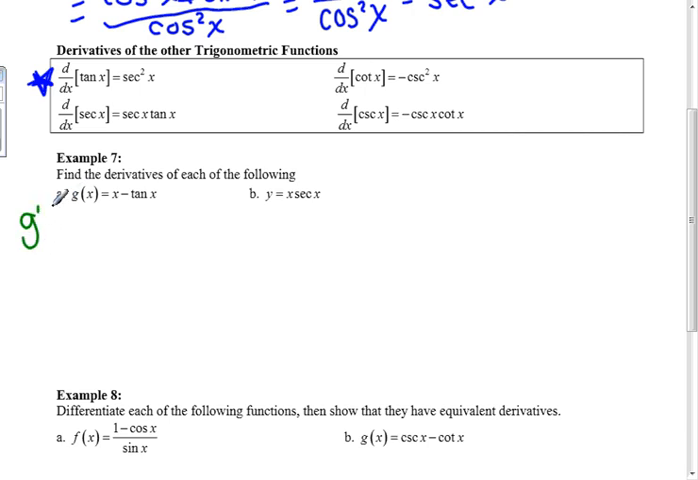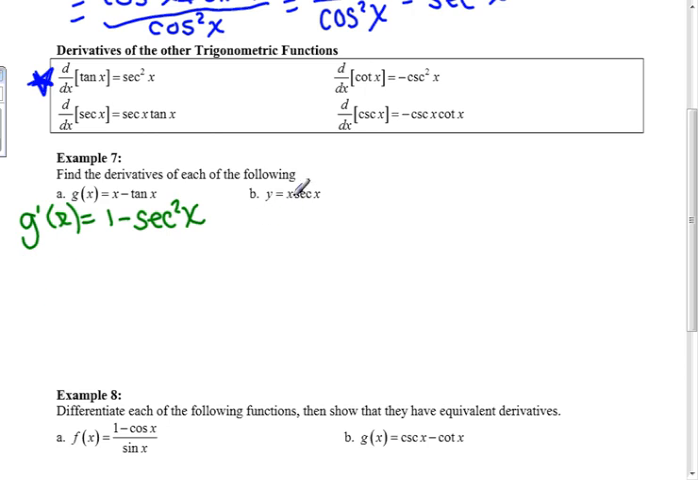So for this one, we have g prime of x. Well, the derivative of x is just 1. The derivative of negative tangent of x would be negative secant squared of x. Alright, there is another way of rewriting that using trig identities, but we won't bother right now. If anybody knows, show me tomorrow in class.